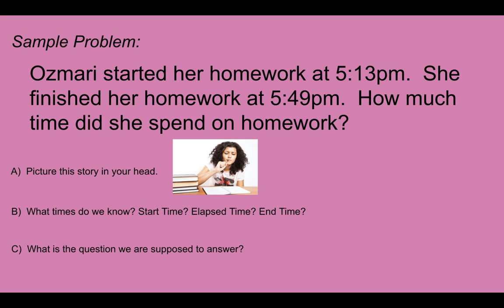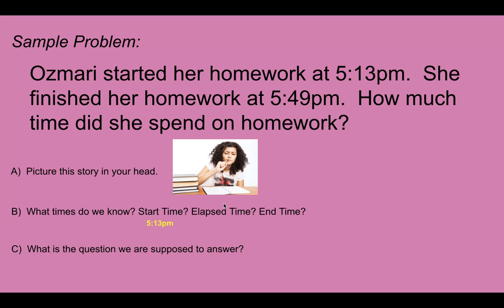All right, so let's figure out what times we know. Do we know the start time? Well, if we go back to the word problem, it says that Asmari started her homework at 5:13 p.m. So our start time would be 5:13 p.m. Now our elapsed time is the time it took from beginning till the end. Well, does it say how long it took from beginning to end? It says that she started at 5:13 and she finished at 5:49. But do we know how long that is in between there? No, not yet. That's what we're trying to find.